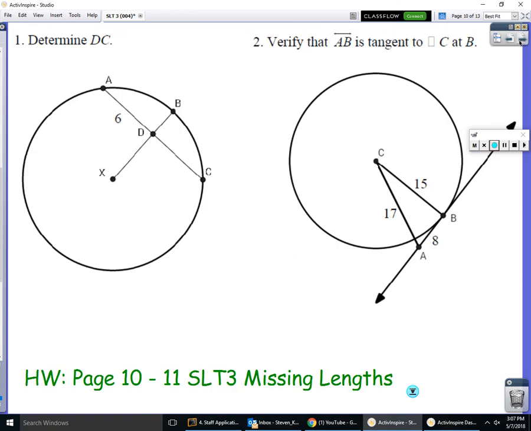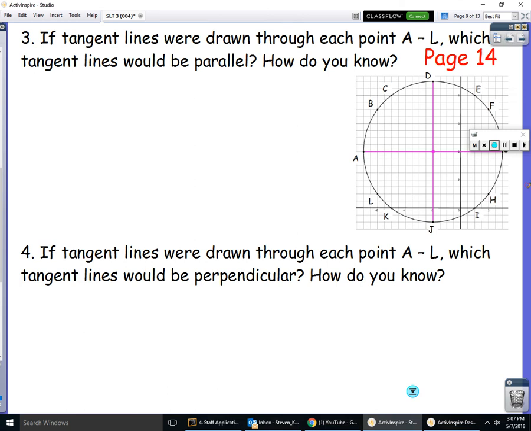And that is just the background that you would need for SLT3. We're going to obviously teach the majority of it tomorrow, but just go ahead and rewatch that video to get that foundation so that you're ready for class tomorrow.